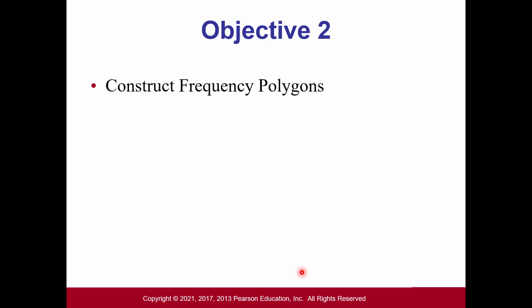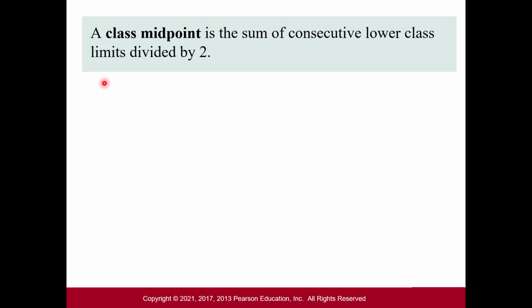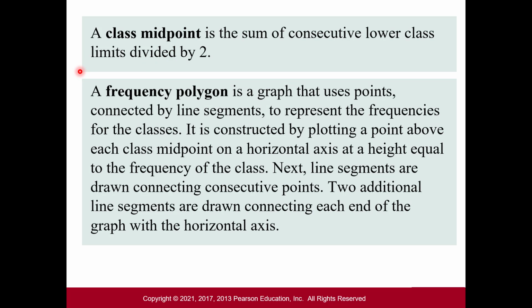Now let's look at constructing frequency polygons. First, a class midpoint is the sum of consecutive lower class limits divided by 2. This is true for any midpoint. If you're trying to find the midpoint of 2 points, you add up the points and divide by 2. Now a frequency polygon is a graph that uses points, and then you connect them with line segments, and this is to represent the frequencies for the classes.